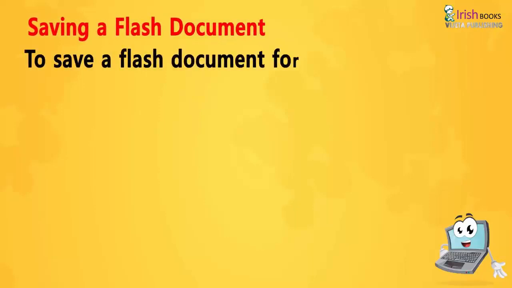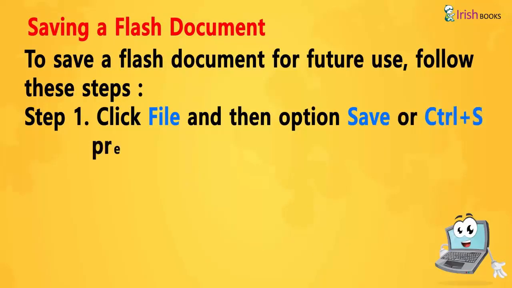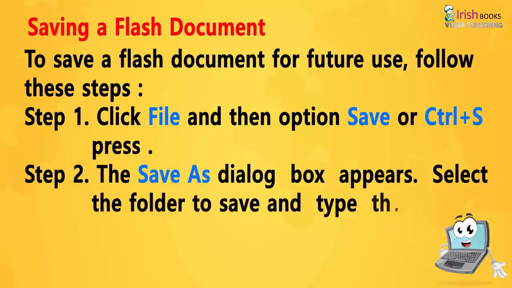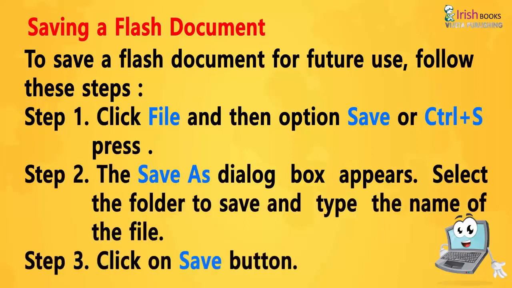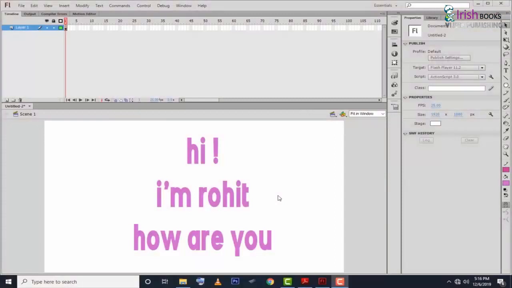Saving a Flash document. To save a Flash document for future use, follow these steps. Step 1. Click File and then the Save option or press Ctrl+S. Step 2. The Save As dialog box appears. Select the folder to save and type the name of the file. Step 3. Click on the Save button.